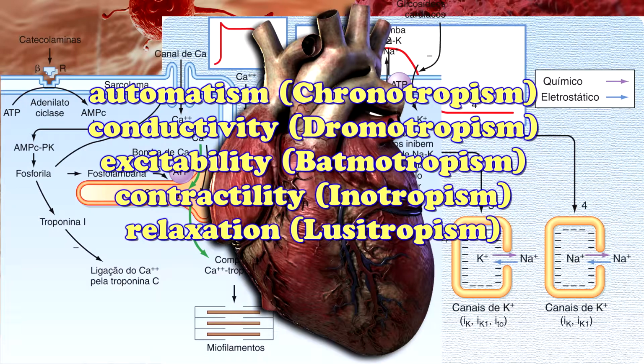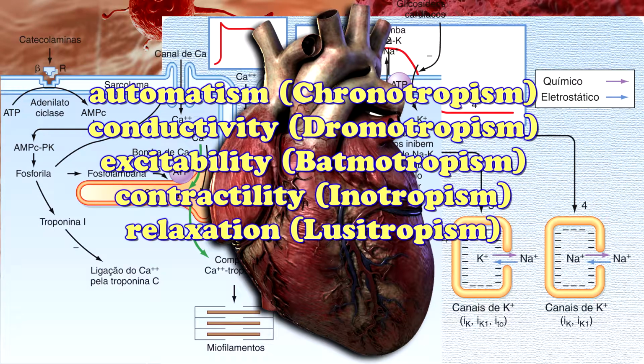What are the properties of heart muscle? Explain them. There are 4 fundamental properties of the myocardium: 3 of an electrophysiological nature, automatism, conductivity and excitability, and 1 that divides into 2 of a mechanical nature, contractility and relaxation.